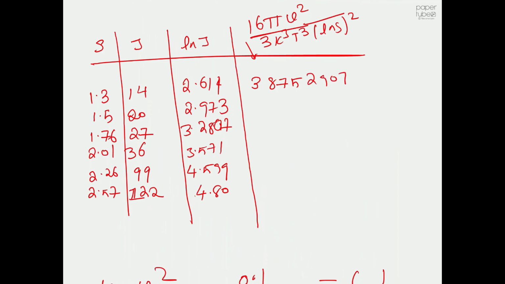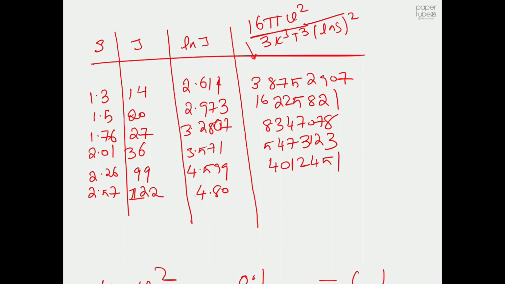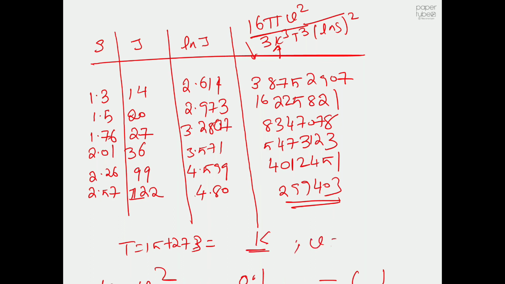So you get 3875 2907 1622 5821 834 7078 5473 123 4012451. You can calculate using an Excel sheet. I already gave you the values. The k value; T is 15 plus 273, given in Kelvin. Then you have molecular volume, which is 10 to the power of minus 28 meter cubed. So all you need is to substitute these values, and then you get these numbers.